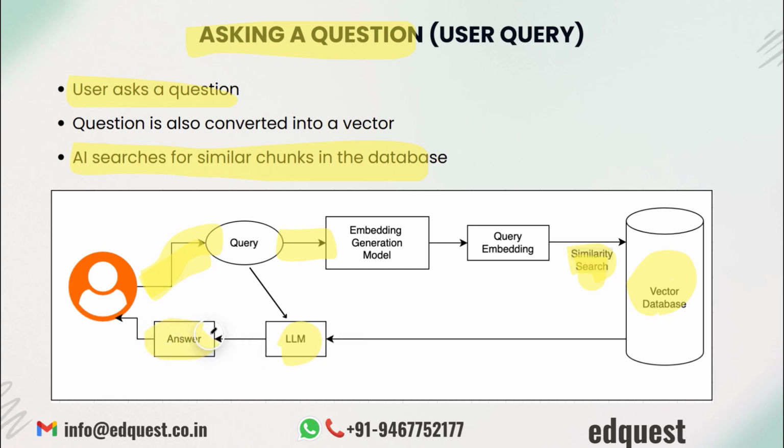Finally, the answer is sent back to you, the user, in natural language. Simple, clear, and context aware. No hallucinations, no guessing, just better answers. So, to summarize this, imagine visually. You ask a question, the system encodes it into a vector, it searches a vector database, retrieves the best chunks, sends them to the LLM, and finally gives you a complete answer. That is Retrieval Augmented Generation in action.